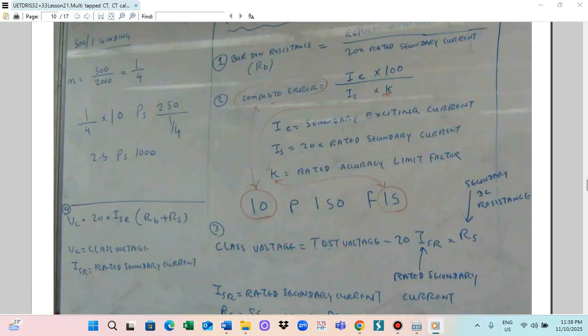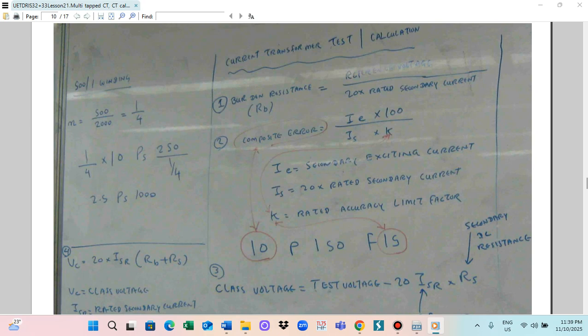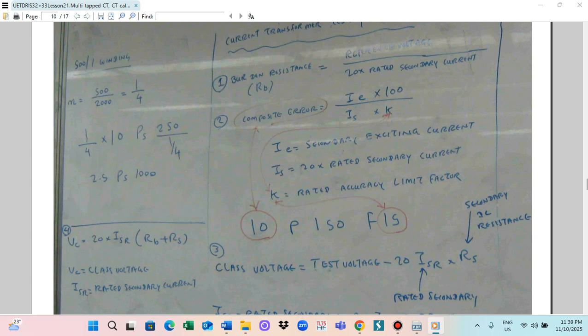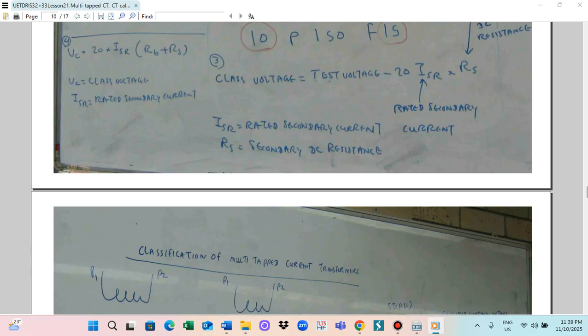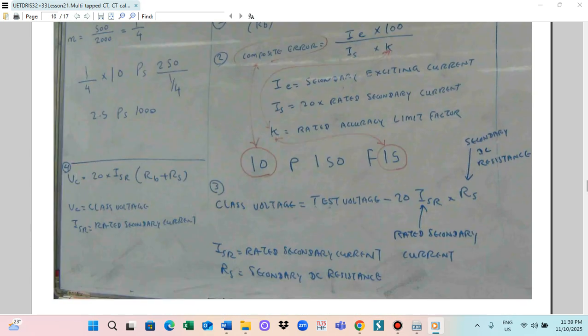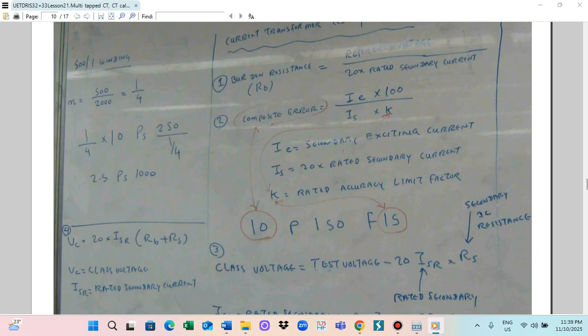And the secondary voltage equation is 20 ISI into RB plus RS. So 20 multiplied by rated secondary current 1, and RB is 7.5 calculated, and RS is 1.6. You got 182. And we also have to find the class voltage. Class voltage is 150. In 10B150, this 150 we call the class voltage or the reference voltage. And composite error or the maximum ratio error, the same meaning. So in 10B, this part 10 is the composite error. So this is the solution.